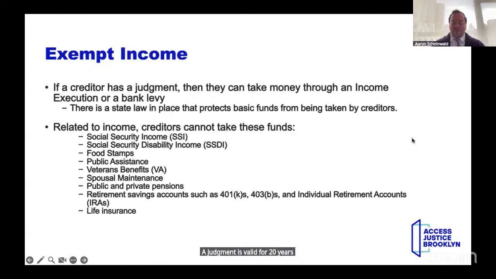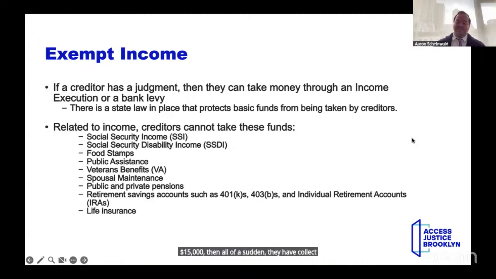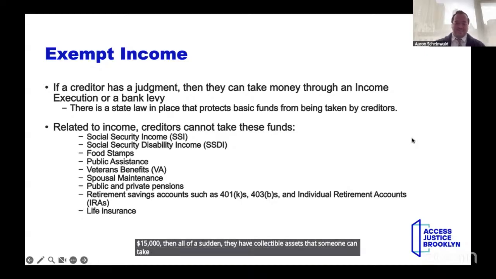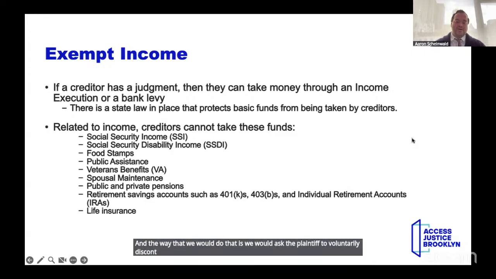And so if in 2037 they win a scratcher, or are in an unfortunate car accident and have a personal injury claim, or a long lost relative passes away and it turns out they've inherited $15,000, then all of a sudden they have collectible assets that someone can take because they got a judgment in 2026, even though it's 2037, because the statute of limitations on a judgment is 20 years. And if you get any sort of money, it resets to another 20 years again. So we'd prefer that they don't have the judgment in the first place. And the way that we would do that is we would ask the plaintiff to voluntarily discontinue based on this source of funds. And we'd provide proof of that source of funds.